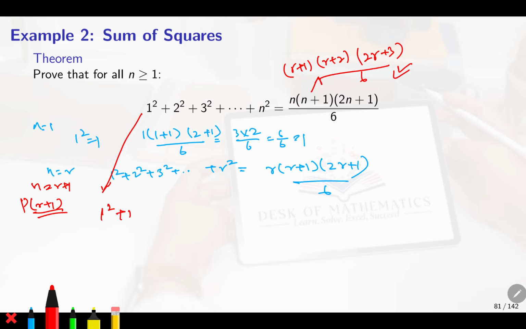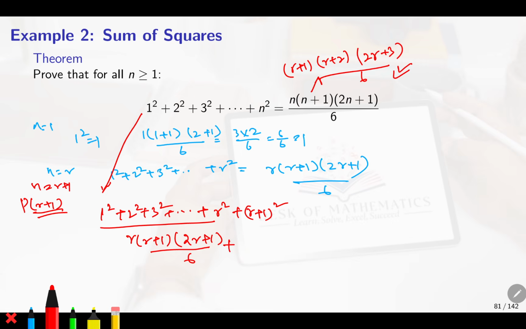So that is 1 square, 2 square, 3 square, up to r square, plus r plus 1 whole square. Up to here you already have the result, that is r into r plus 1 into 2r plus 1 divided by 6, plus r plus 1 whole square. Okay, take r plus 1 common. What will you get? r into 2r plus 1 plus 6 into r plus 1, cross multiply, and divide by 6.